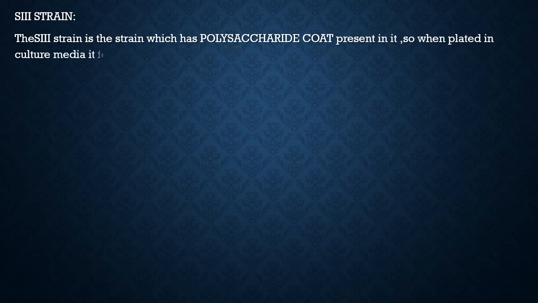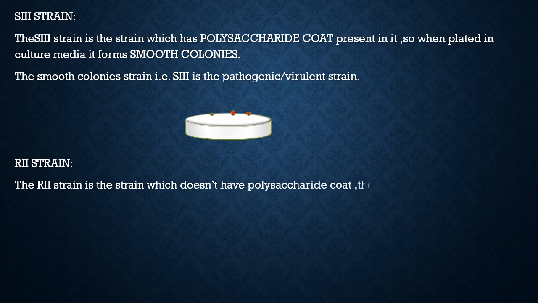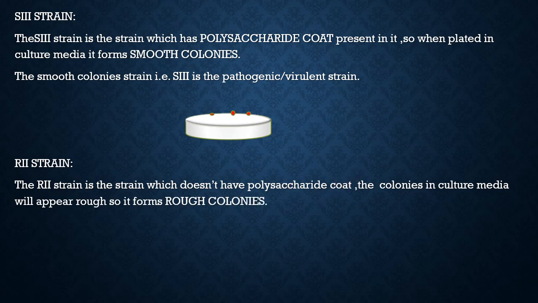The S3 strain is the strain which has a polysaccharide coat, which is produced by the bacterium itself. When plated in the culture media, it forms smooth colonies, as you can see in that Petri plate. The smooth colony strain, that is S3, is pathogenic, that is, it can kill the host. It is also called a virulent strain. Next is the R2 strain. R is rough strain, S is smooth strain. The R2 strain does not have the polysaccharide coat.